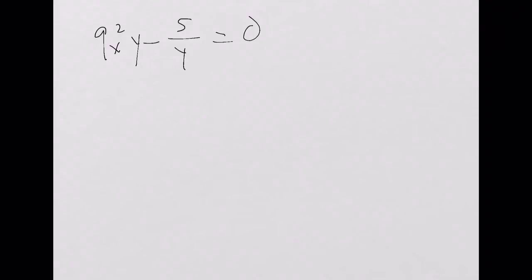Alright, so here was my number 2: 9x squared times y minus 5 over y equals 0. If I want to find the dy/dx, the slope generating function, I will take the derivative of each piece. So I got this minus this. I'm not going to try to solve for y and get that out. I just want to take the derivative of each of these pieces.